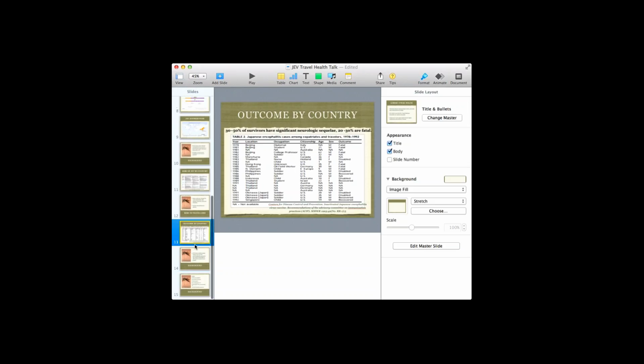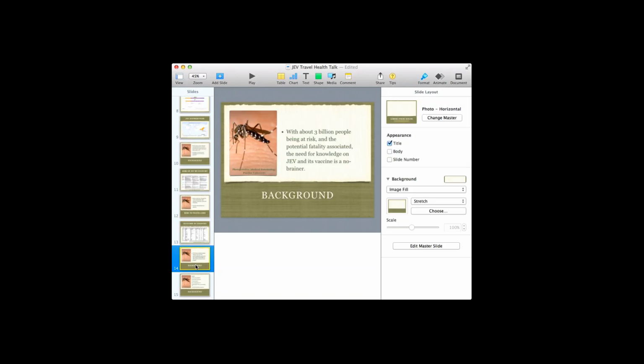Right. So with about 3 billion people being at risk, we can understand the need for knowledge on Japanese encephalitis virus infection and the vaccine. So rounding up, what is encephalitis? We understand it's an infection of the brain, transmitted by Culex species mosquitoes, which are responsible for the virus transmission. You have the helicase and polymerase proteins.